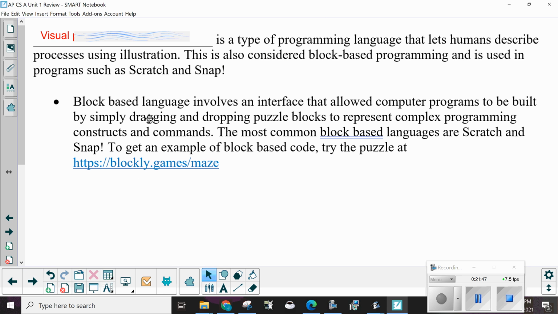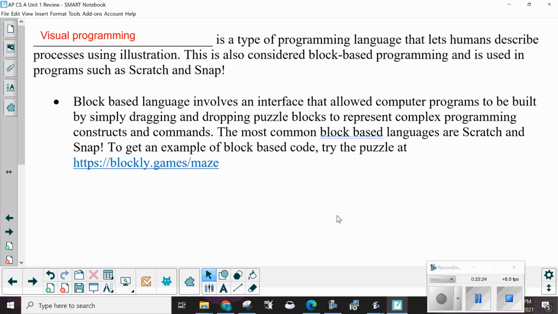Now, visual programming is a type of programming that lets humans describe processes using an illustration. This is not Visual Basic. Visual Basic still uses text. This is also considered block-based programming and is used in programs such as Scratch and Snap. Block-based language involves an interface that allows computer programs to be built by simply dragging and dropping puzzle blocks to represent complex programming constructs and commands. The most common block-based languages are Scratch and Snap.